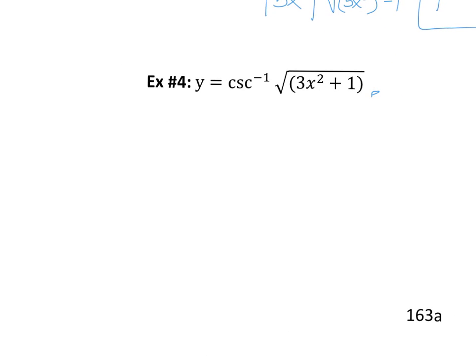Alright, so this looks like a double chain rule, because you got a function inside a square root function inside a cosecant. I think you guys can do this. Just use your u's and your v's properly, and I think you'll be just fine. So go ahead, pause the video, give it a try, and then unpause it when you're ready to check your work.